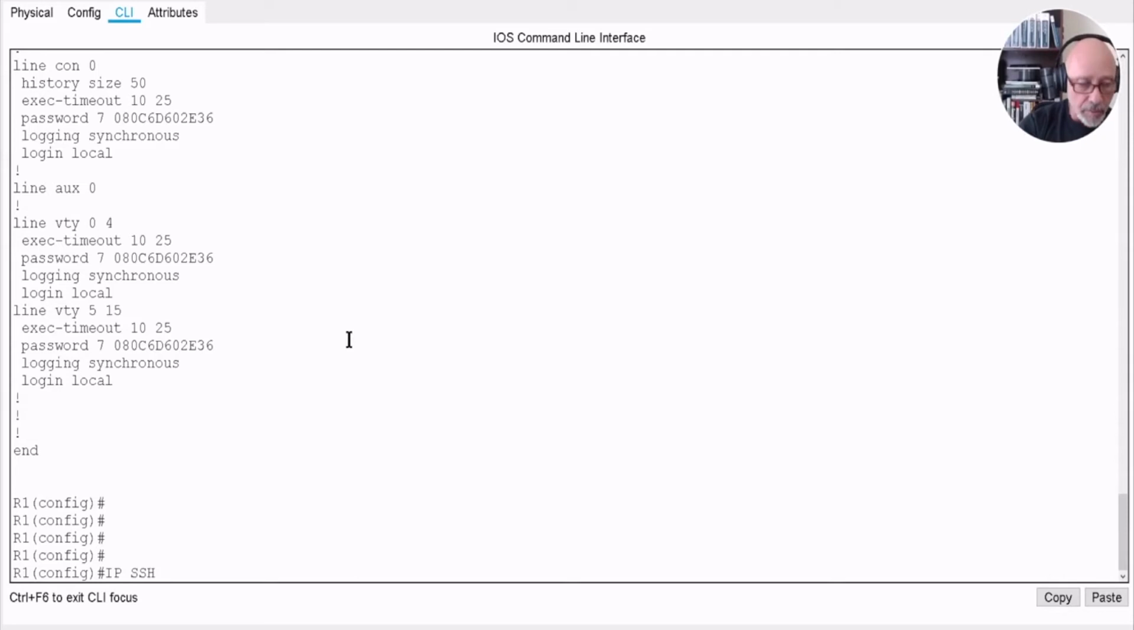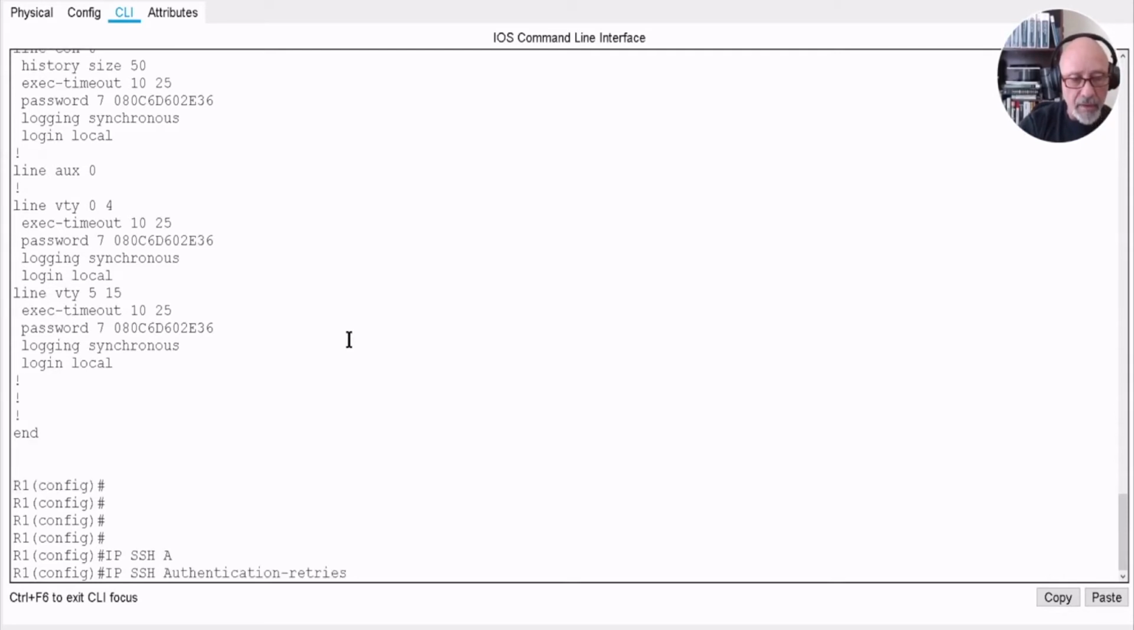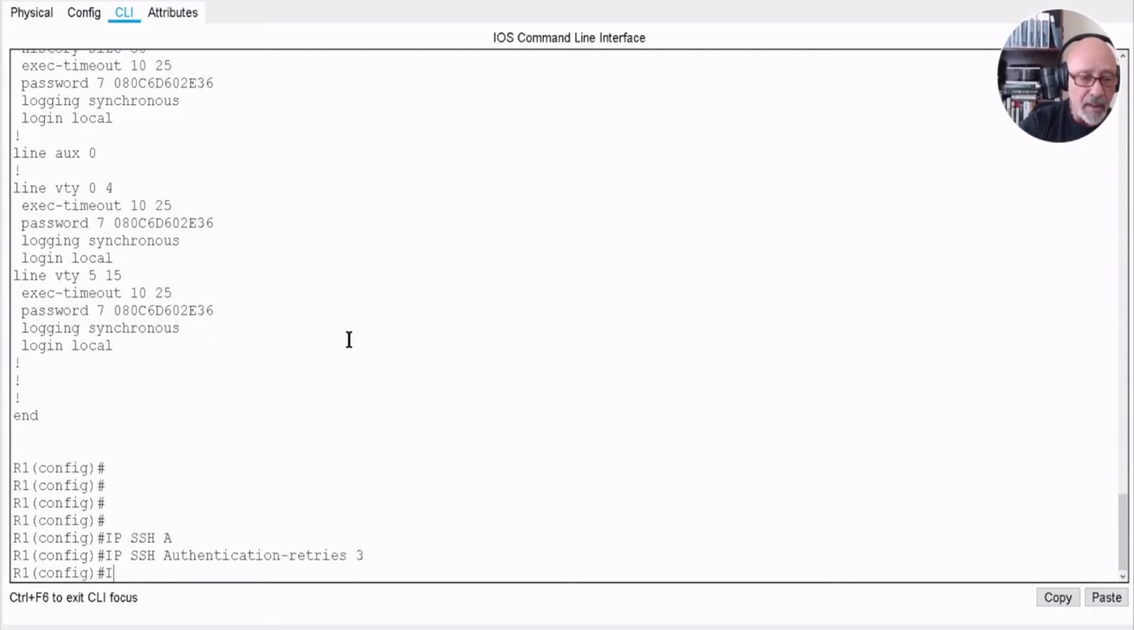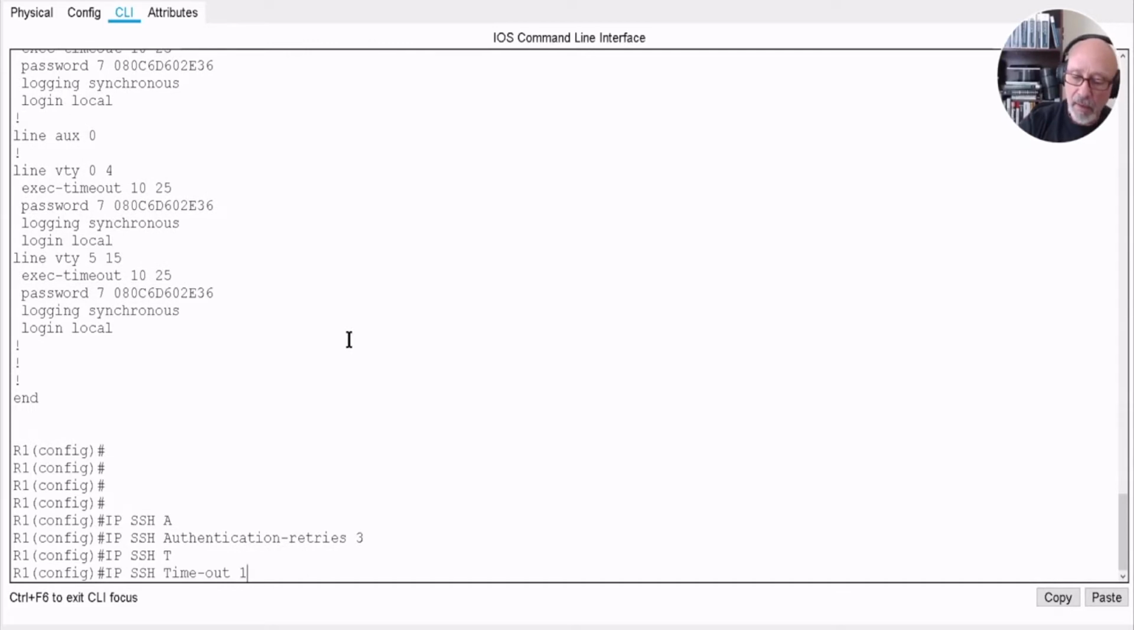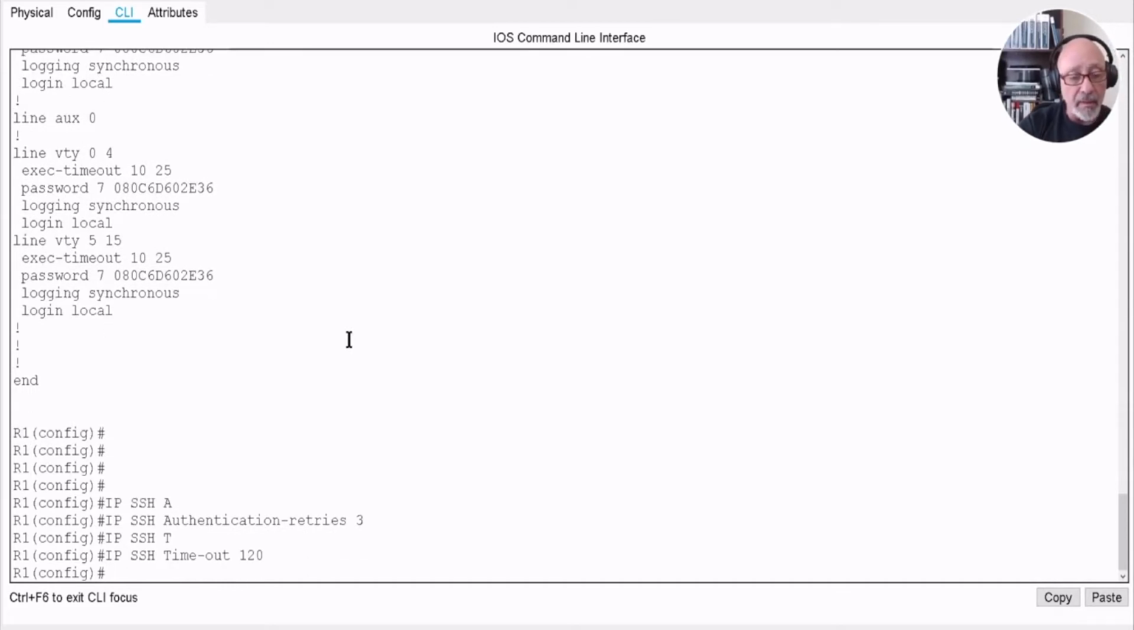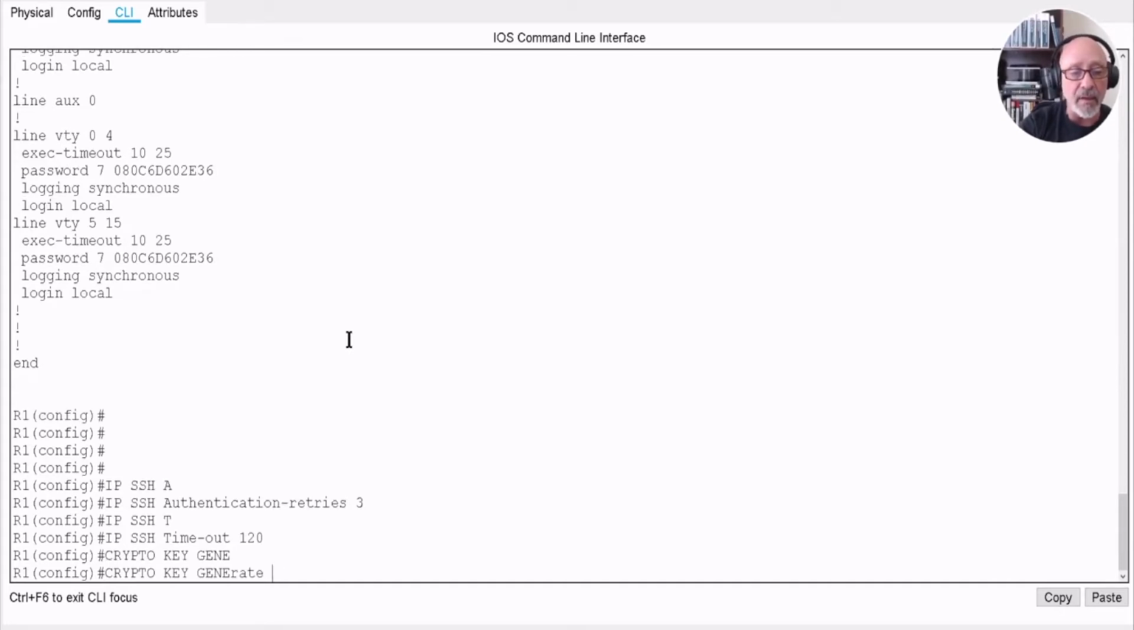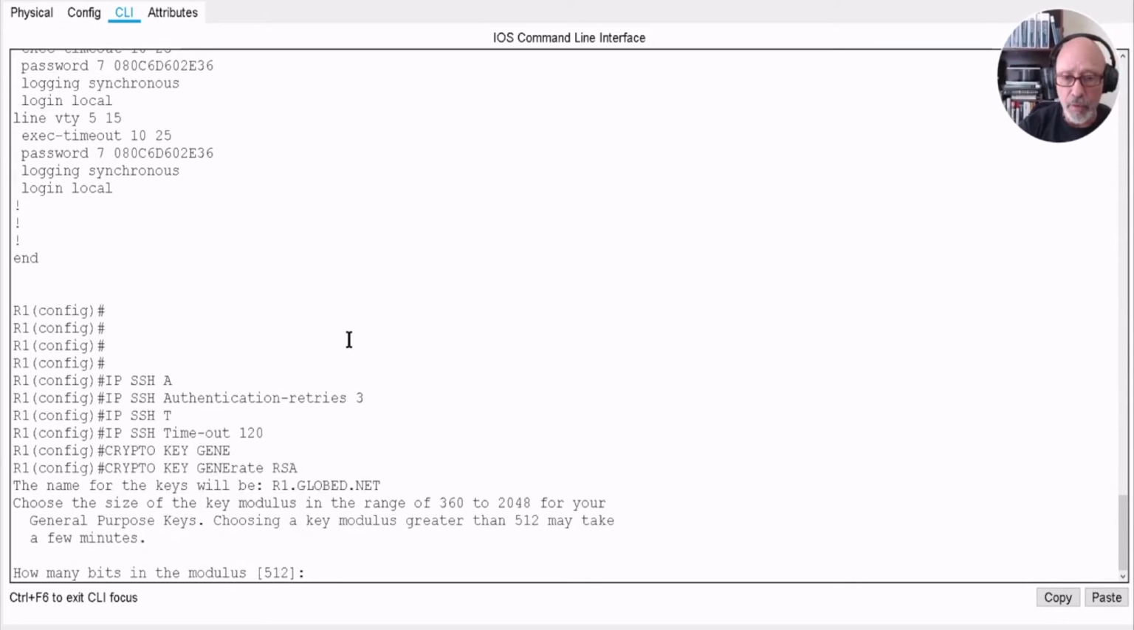IP SSH authentication retries 3, we did this. IP SSH timeout 120. I don't care about the version. And then we're gonna do, oh, I forgot the crypto. Crypto key generate, forgot that. Crypto key generate, it's RSA, enter. We're going to use the 2048.